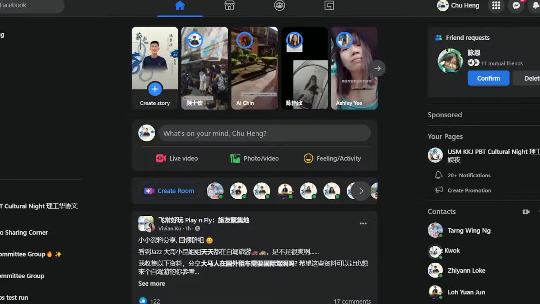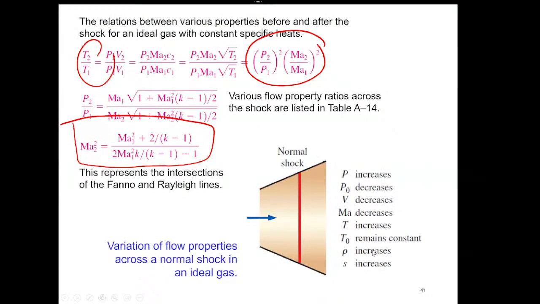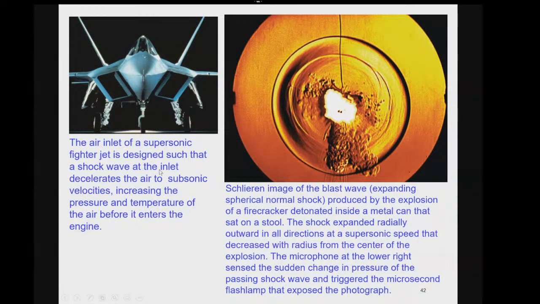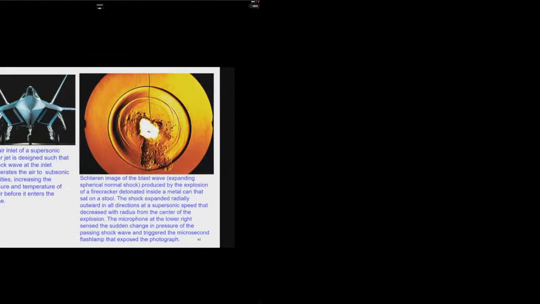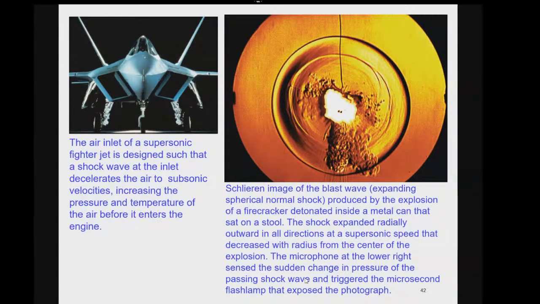The phenomenon of normal shock can be seen in the air inlet of a supersonic fighter jet. The air inlet is designed such that a shock wave at the inlet decelerates the air to subsonic velocities. This is very important to control the air speed, so as not to damage the aircraft engine.